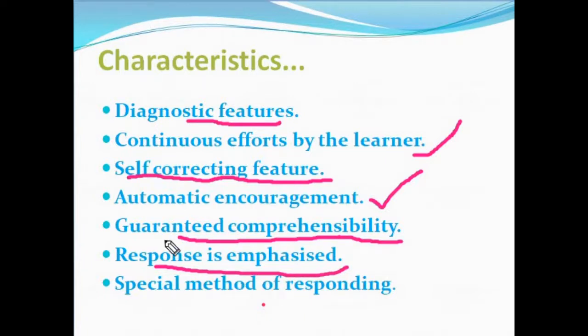The next is special methods of responding. That is, in every style of programming, we have linear programming, branching, mathetics, etc. In every style of programming, there is a unique method of responding. For example, in linear programming, the responding style is constructive. In branching style, it is of discriminative nature, and in mathetics, it is in the form of an exercise. So we need to have a special method of responding in each style of programming.